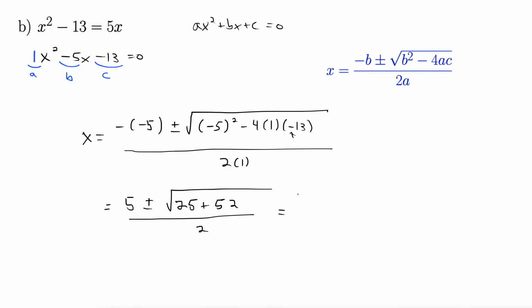All right, so we're boiling it down here. 5 plus or minus the square root of 25 plus 52, which is 77, all over 2. 77 is 7 times 11, so there's no perfect squares tucked in there. There's no way to simplify this any further, so there's our final answer.